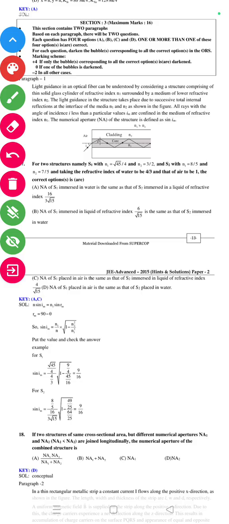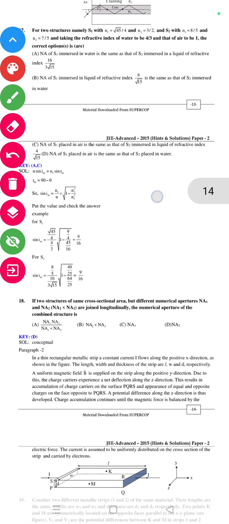So for the two structures, namely F1 with n1 equal to root over 45 by 4 and n2 equal to 3 by 2, and F2 with n1 equal to 8 by 5 and n2 equal to 1 by 5, taking the refractive index for the barrier to be 4 by 3 and that of the air to be 1, the correct option is — the answer will be option A and option C. Here, n sin i_m equals n1 sin r_m, which is equal to 90 minus theta; sin i_m is equal to n1 by n into root over 1 minus n2 squared by n1 squared.